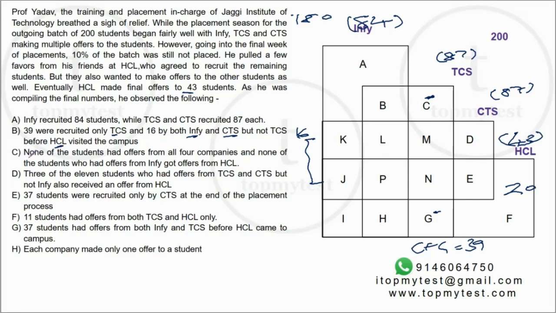Okay, part C. None of the students had offers from all the four companies. So P is 0. And none of the students who had offers from Infi got offers from HCL. So there is nobody who had Infi plus HCL. So J will be 0. So we can clearly say K is equal to 16.